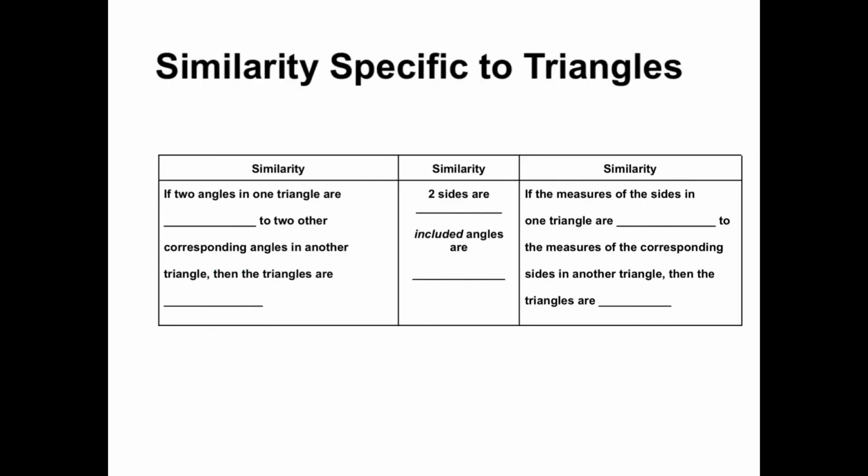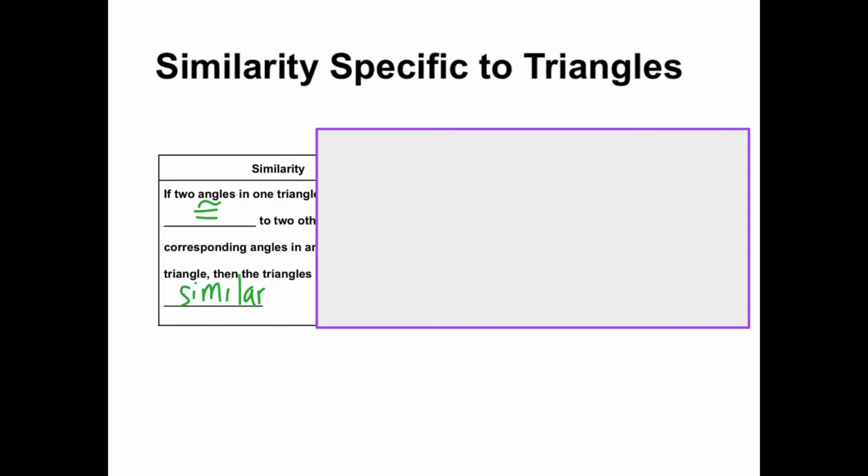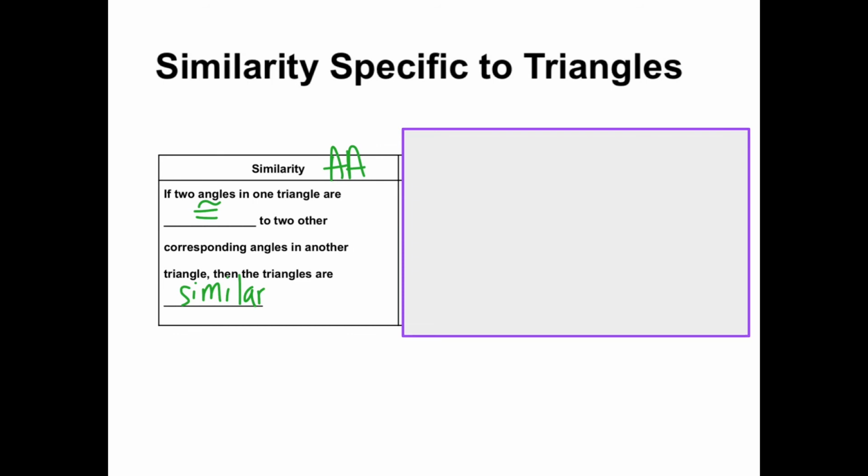So far, the problems have been triangles, quadrilaterals. It didn't matter. They were just polygons in general. But there are, of course, similarities specific to triangles simply because of the properties that triangles do have. So let's take a look at some of them. First one is by angle-angle similarity.